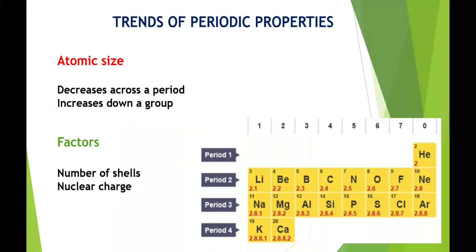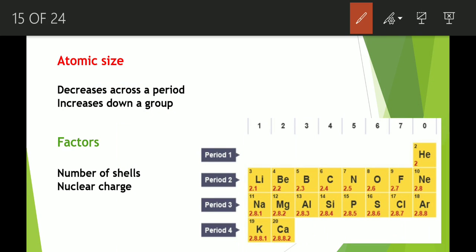As I have told you in my previous video, atomic radius is the distance between the center of the nucleus and the outermost shell of an atom. So, the atomic size is basically the same. Atomic size depends upon two factors, number of shells and nuclear charge.